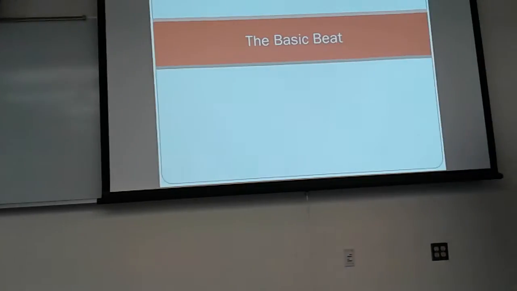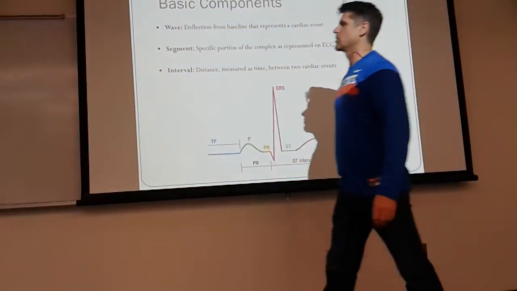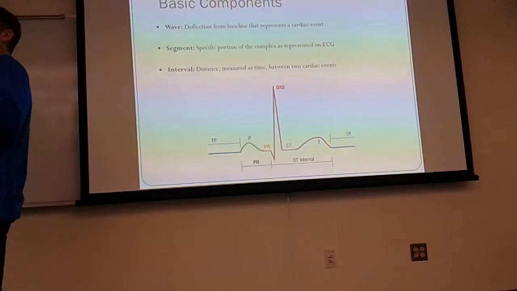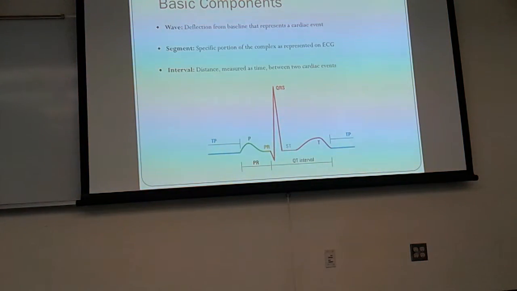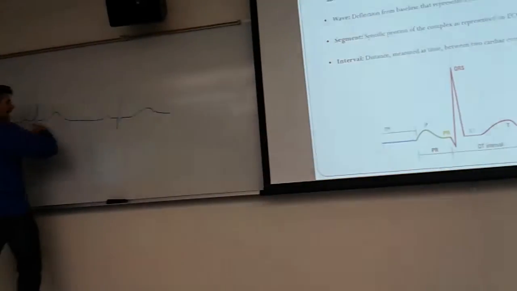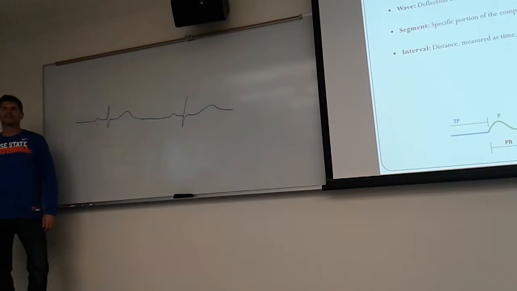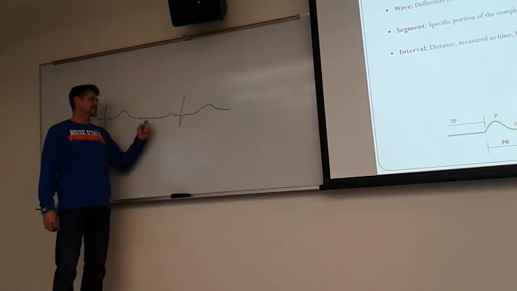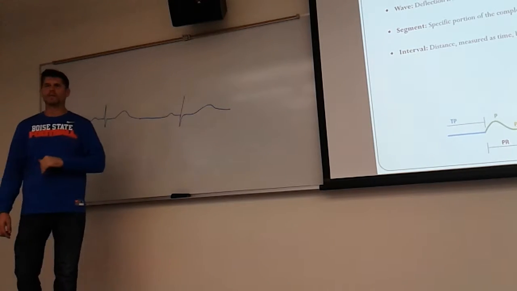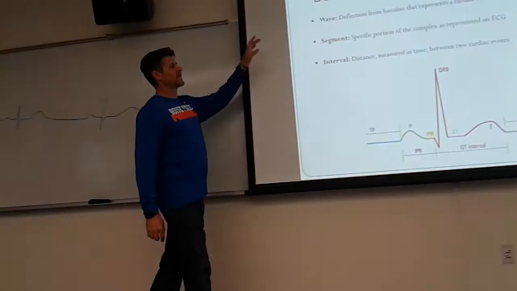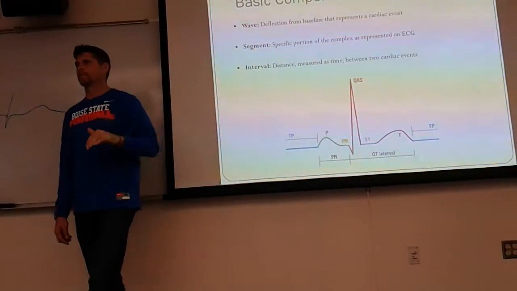That basic beat, that waveform, includes a combination of 3 different things. We either have a wave, a segment, or an interval. And a wave is any motion off the baseline. Okay, so we're going to use some line here that we're going to refer to as the baseline. That baseline is most commonly going to be found between the T and the P wave, which I'll come back to in just a minute, and we'll name it. But a wave is any deflection off the baseline.